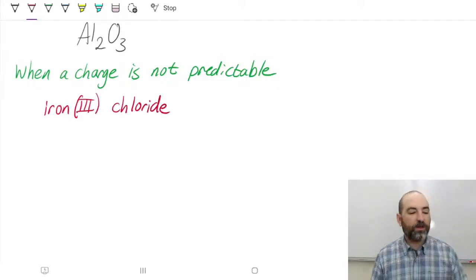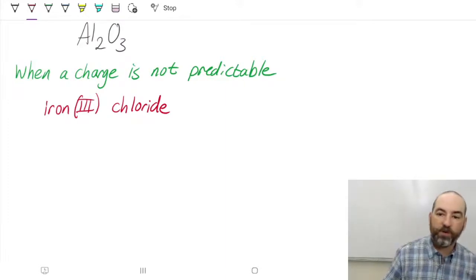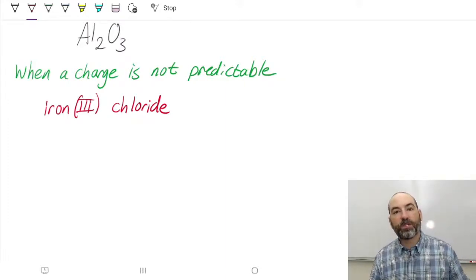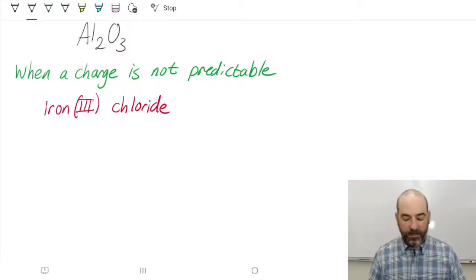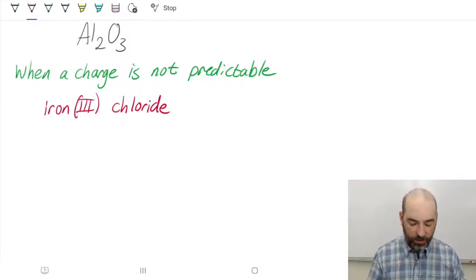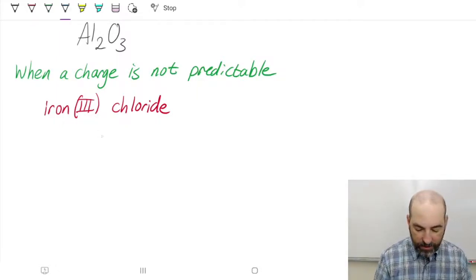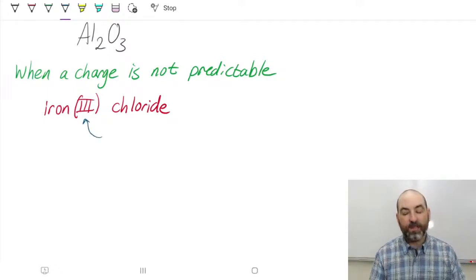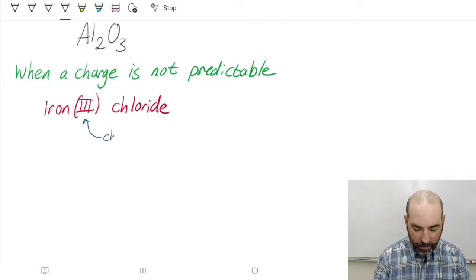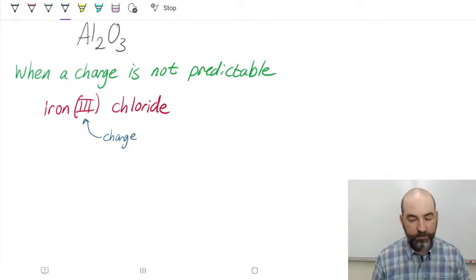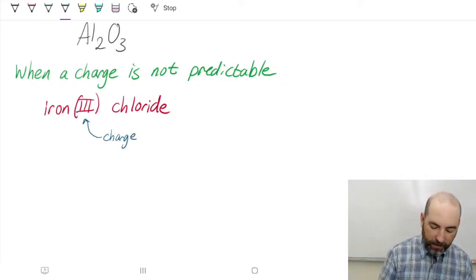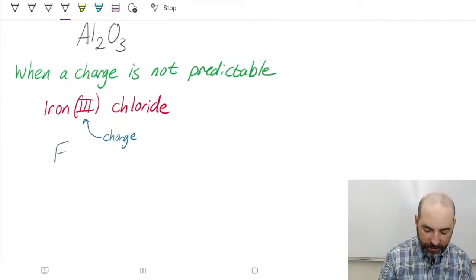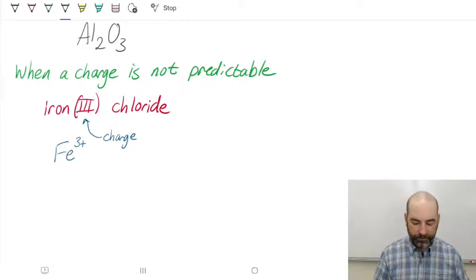So I mentioned earlier that iron can be +2 or +3. In order to know which one we're talking about, we have to actually say, is this iron +2 or iron +3? And so there's a Roman numeral in parentheses after the name, and that tells you the charge. All right? So iron(III) chloride is going to tell us that we're dealing with this ion Fe3+.